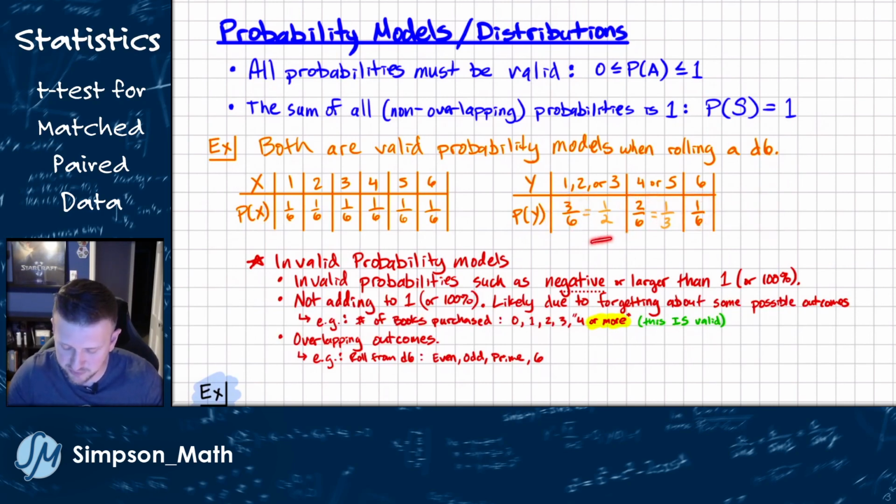But of course, 3/6 is 1/2 and 2/6 is 1/3. So let's talk about some invalid probability models. I don't want to write any examples of them, but just things to look out for.